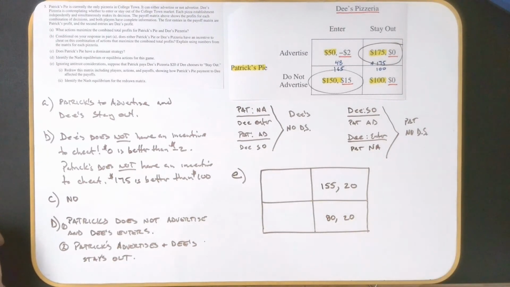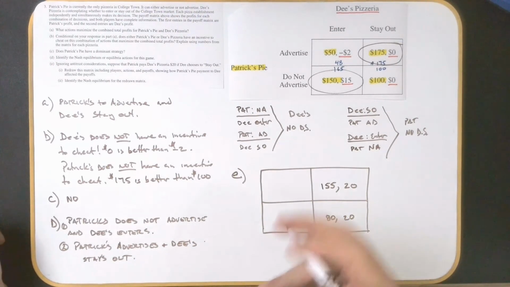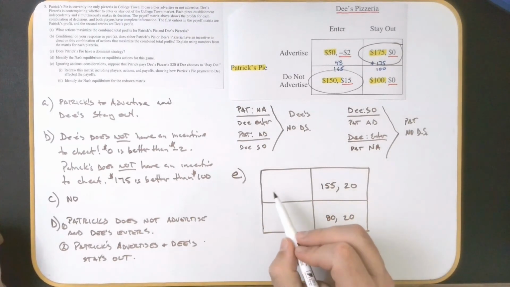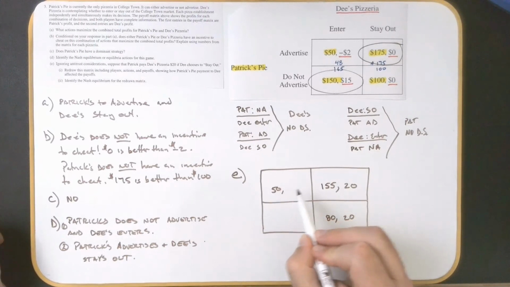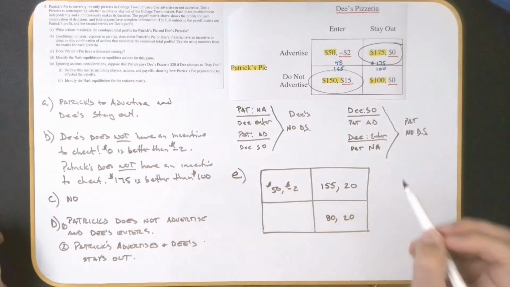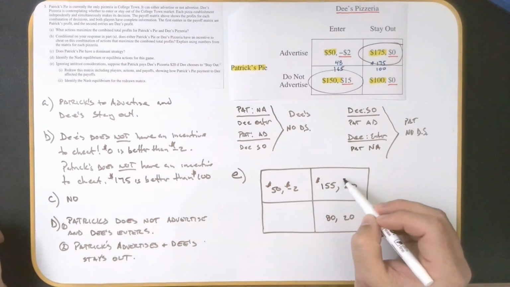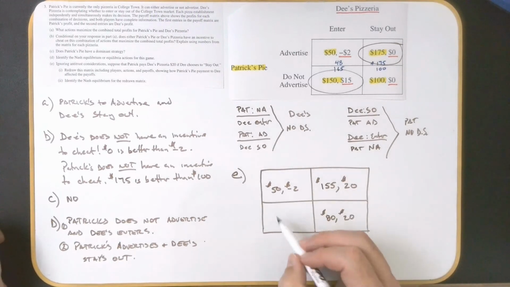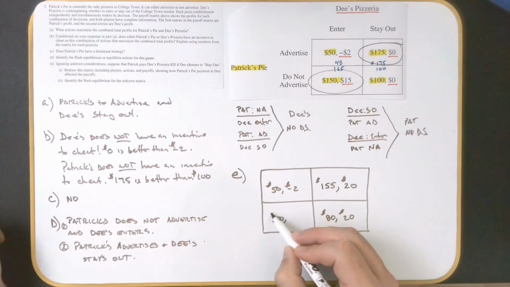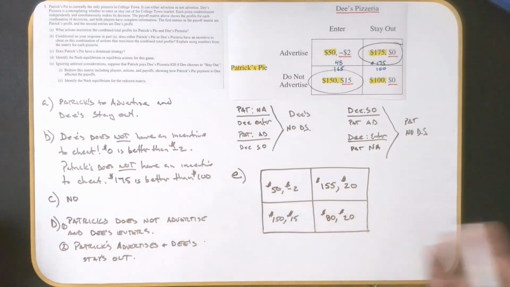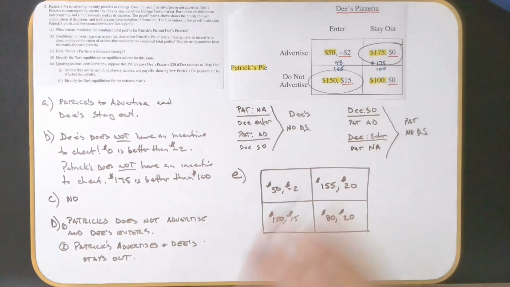Okay? And then over here, nothing changed. It was only this little thing that happened if he stayed out. So these two stay the same. So we have 50 and -2. Really need the $ sign, but we'll put it there. And then this did not change either, so it was still $150 and $15. Okay, so we have a new matrix, and we probably have to now do this all over again.